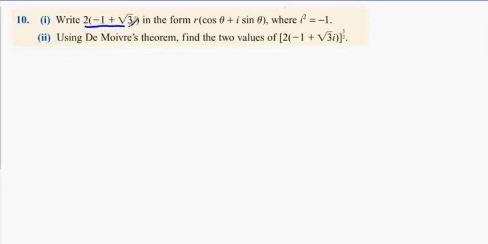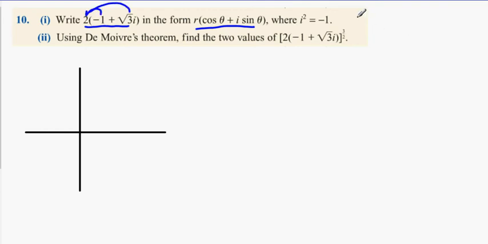Write this in polar form, okay? So what we're going to do is draw it out first. Now I'm going to multiply it in first. I'm going to get minus 2 plus 2 root 3i. Minus 2 is 2 to the left, plus 2 root 3 is 2 root 3 up. And what we have here is this complex number, which is located here. Now what we have here is 2 root 3 and 2.